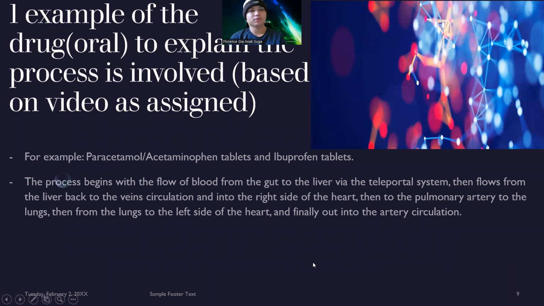One example of a drug in which the process is involved, based on the video, is the oral route. The process begins with the flow of blood from the gut to the liver via the portal system, which then flows from the liver back to the vein circulation and into the right side of the heart, then to the pulmonary artery, then to the lungs, and from the lungs to the left side of the heart, which then finally goes out into the artery circulation.